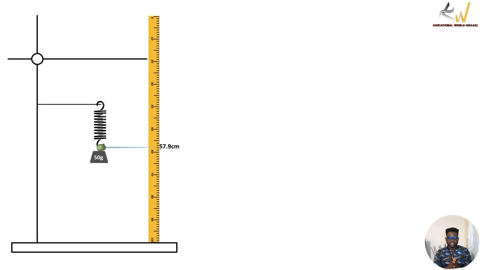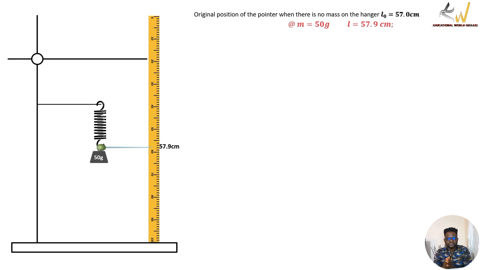Now, for us to be able to tackle this experiment, we need to first of all perform the experiment with the 50 gram mass. The 50 gram mass is the first mass that was given to us. The position of the pointer on the meter rule is 57 cm. Don't forget that. So, when we hang the 50 gram mass, the new length becomes 57.9 centimeters when the 50 gram mass has been hung.